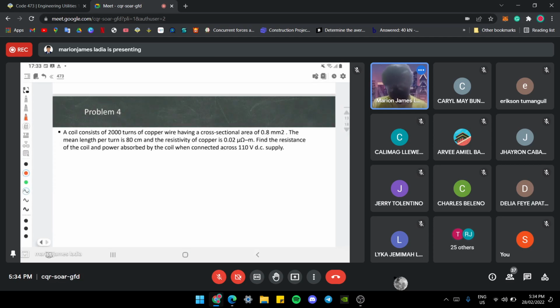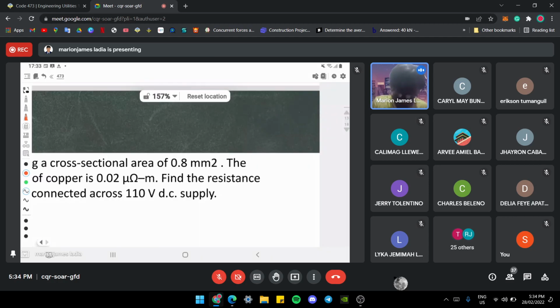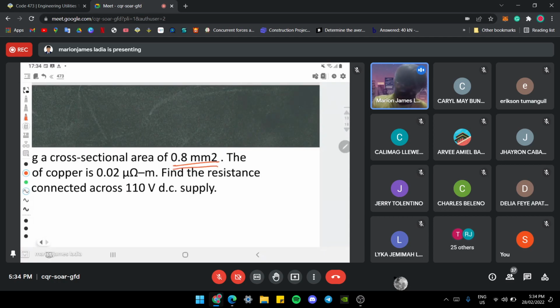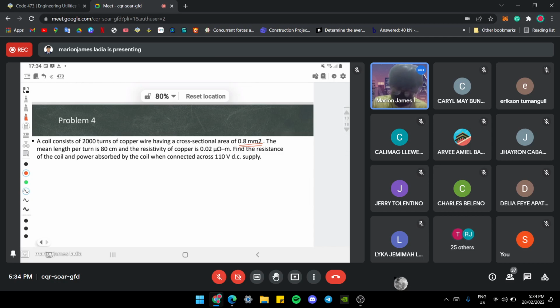Okay. So let's have our problem number 4. A coil consists of 2,000 turns of copper wire having a cross-sectional area of 0.8 millimeter square, and the mean length per turn is 80 centimeter, and the resistivity of copper is 0.02 microohm meter. So find the resistance of the coil and power absorbed by the coil when connected across 110 volts DC supply. So ayan, ano ba itong sinasabi niyang coil?